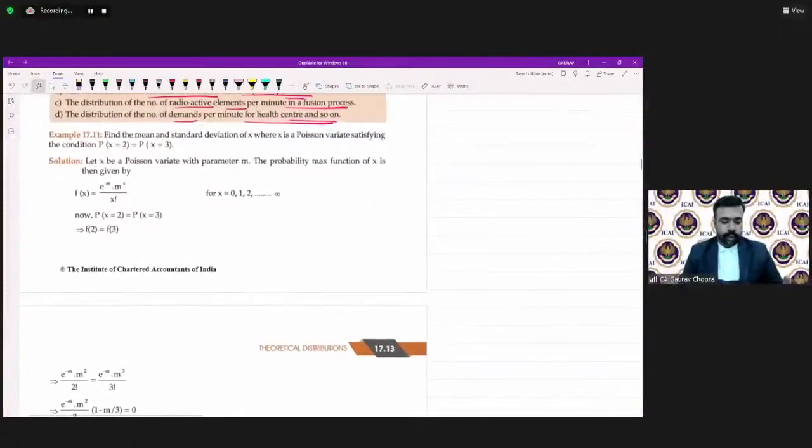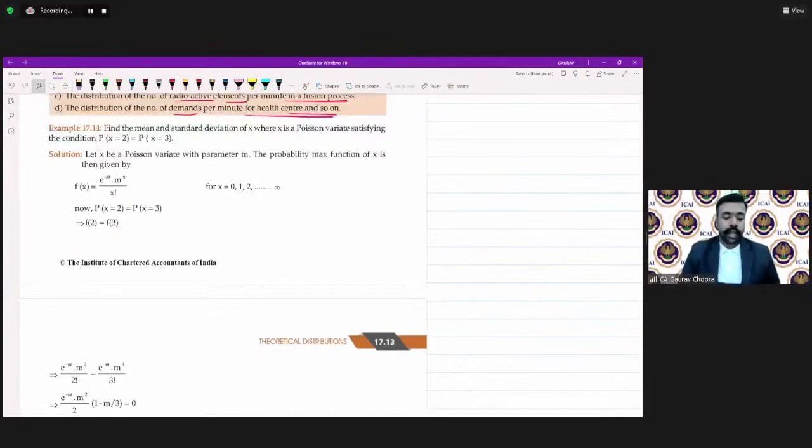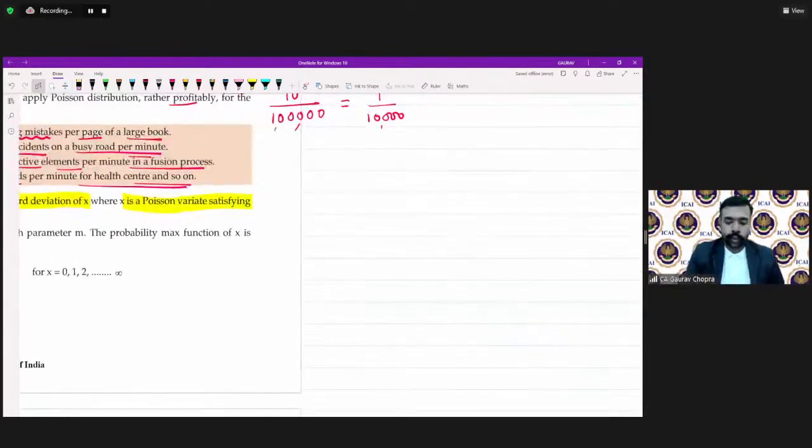Now I'm coming towards the next point, which is 17.11. Find the mean and standard deviation of x, where x is a Poisson variate satisfying the condition p x equal to 2 and p x equal to 3. So here, what is our requirement? The question says find mean and standard deviation. We have to calculate both of them. But for solving this, one equation is given. So let us solve this equation.